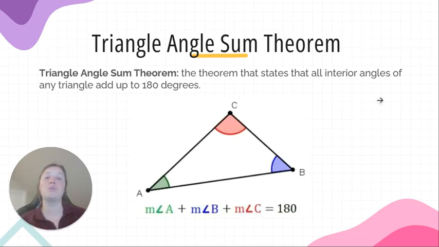We will go into proving this theorem itself in the lesson here shortly, but just keep that in mind. If we take all three angles on the inside of a triangle and add them up, they will always add up to 180 degrees by the triangle angle sum theorem.